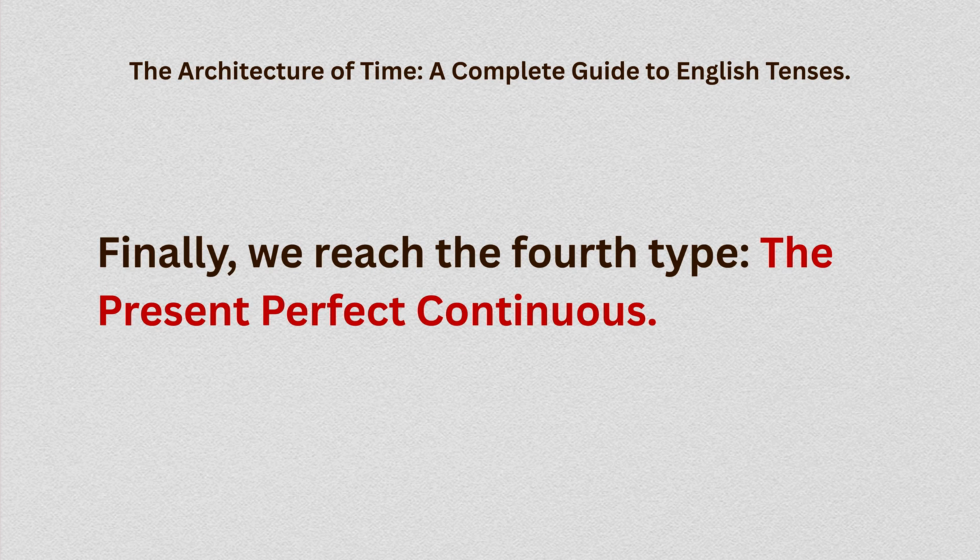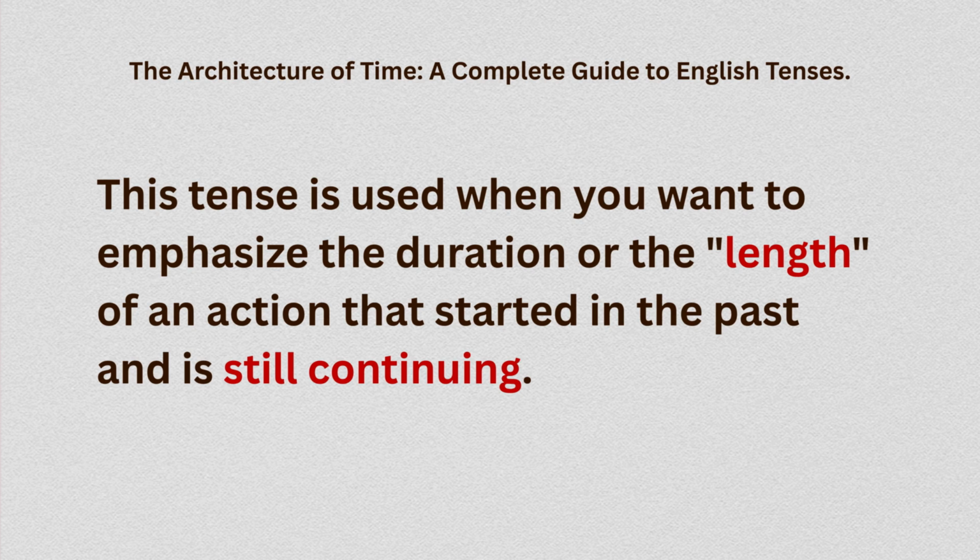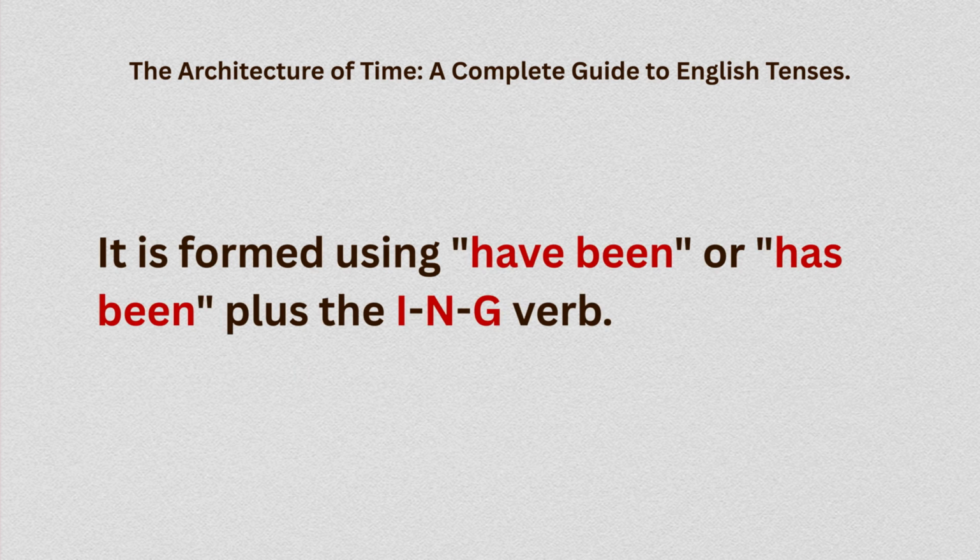Finally, we reach the fourth type, the present perfect continuous. This tense is used when you want to emphasize the duration or the length of an action that started in the past and is still continuing. It is formed using have been or has been plus the ing verb.